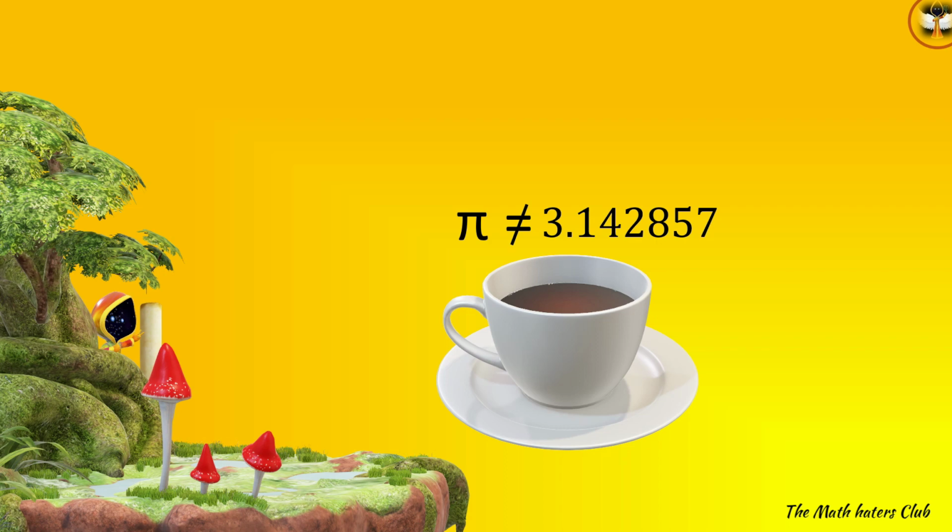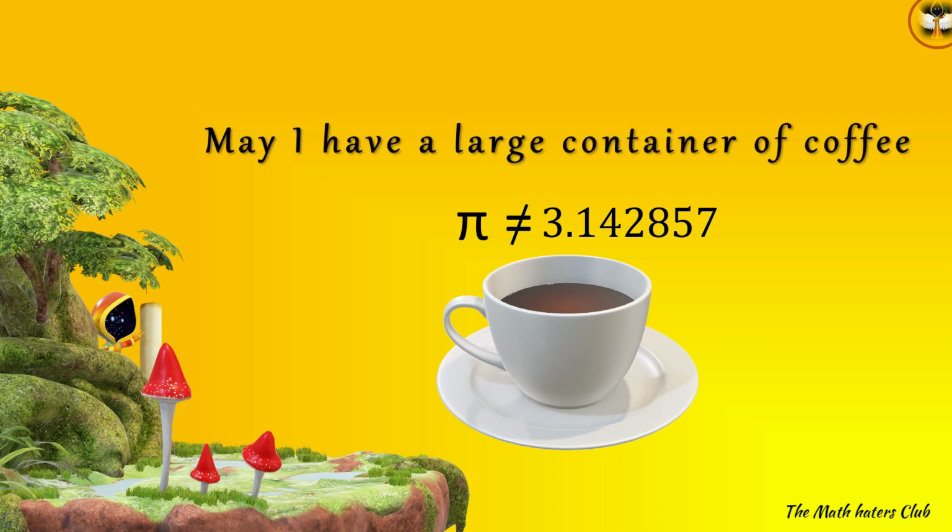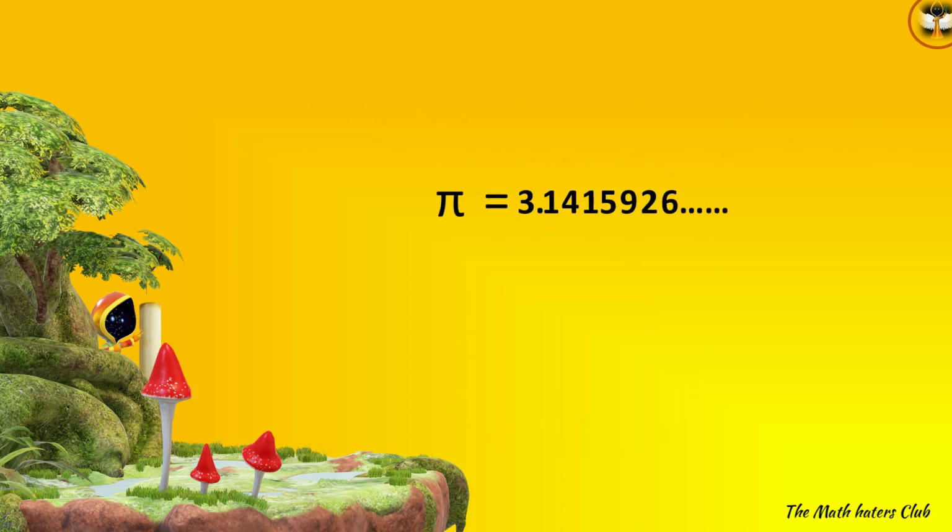Let's have a cup of coffee. And I'm just writing this as a sentence in a different way. May I have a large container of coffee? How does this relate to pi? When you count the number of letters in the statement, "may" has 3 letters, "I" 1 letter, "have" 4 letters, and so on. This will give you the exact value of pi, which is 3.1415926 and so on. When you notice it carefully, pi is not equal to 3.142857, which repeats the same.